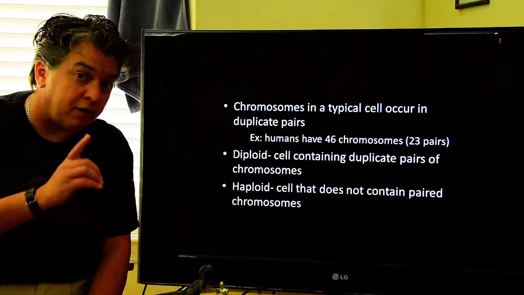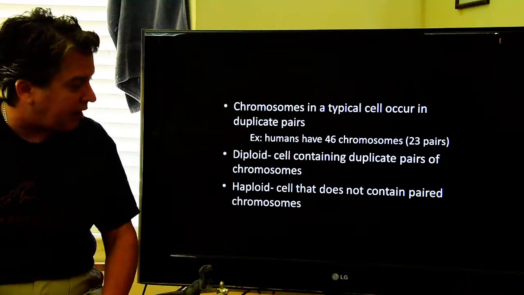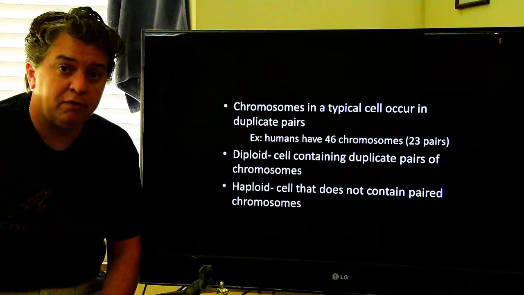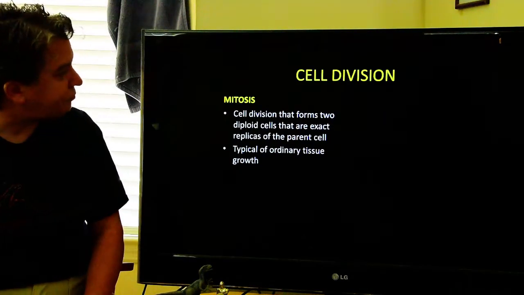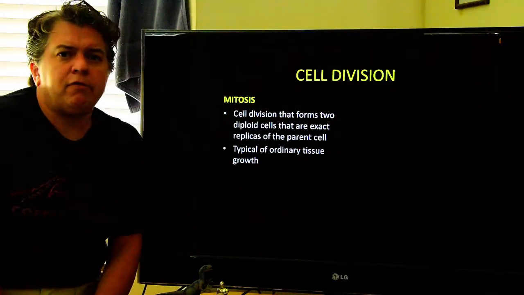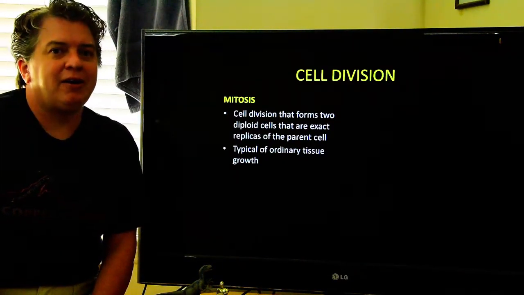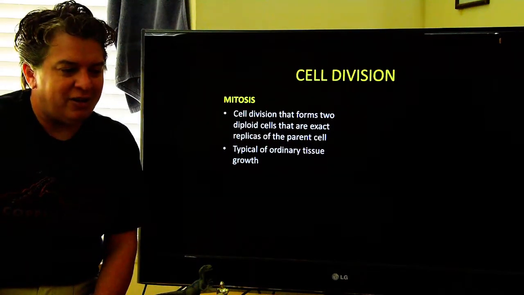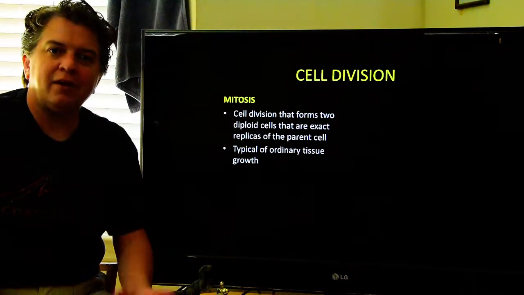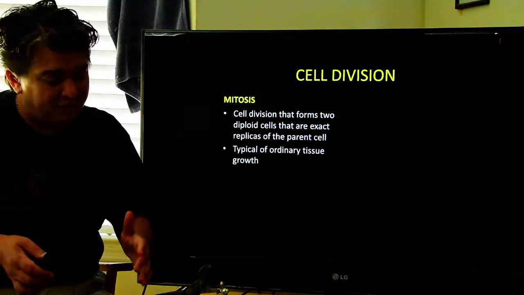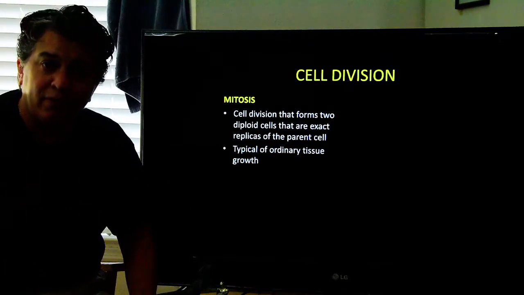However, there are some haploid cells. And this is a cell that does not contain the paired chromosomes. And those are the sex cells, which are haploid. So for all of those of you who are sitting there saying, I didn't want to take biology, well, guess what? Geology, if you really want to understand the history of our planet and the history of the life on our planet, you have to have at least a basic understanding of some biological principles.